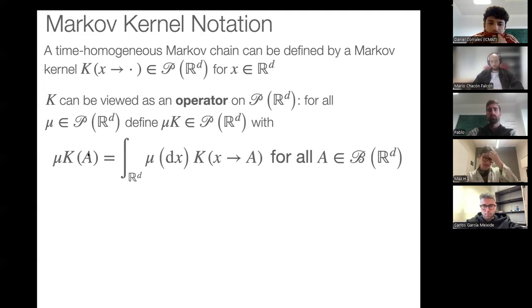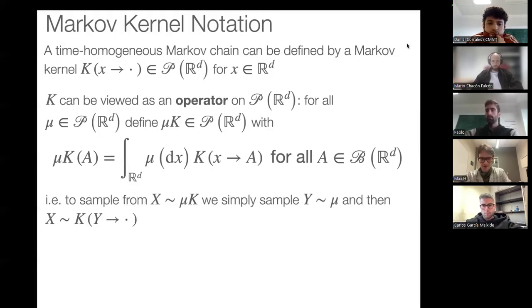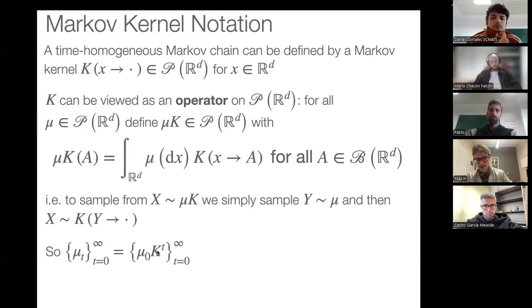So if you're in set A according to mu K, that means you've taken a sample from mu and then moved one step according to the Markov chain, and you just look at the probability of being in that set A. And so to sample from mu K, all you need to do is sample Y from mu and then move the Markov chain one step from the position Y. And so therefore our sequence of approximating measures just takes this form: mu naught, which is our initial distribution, post multiplied by K to the power of T.